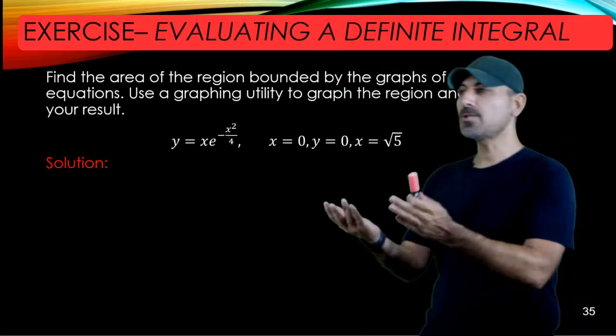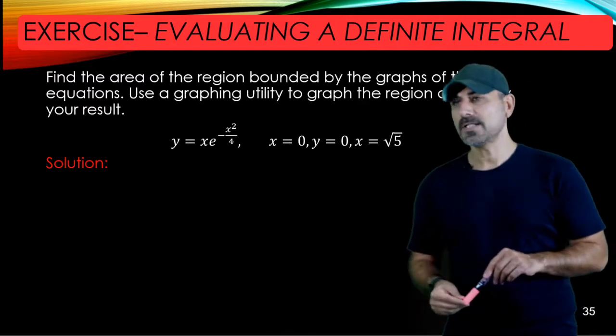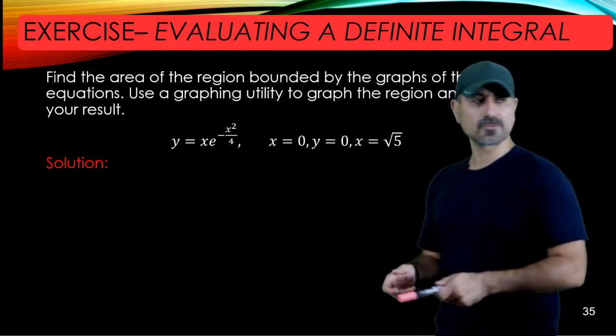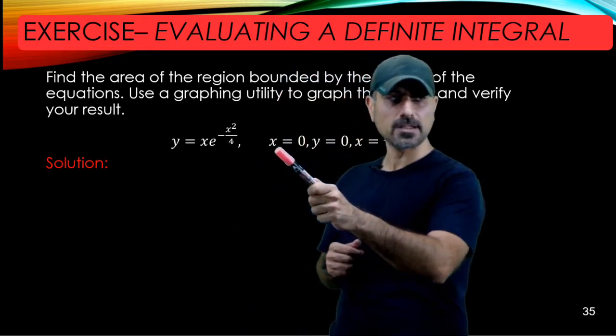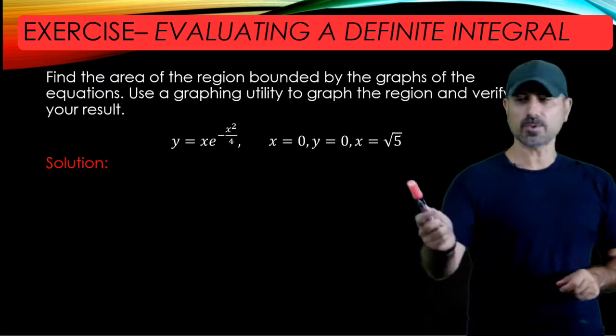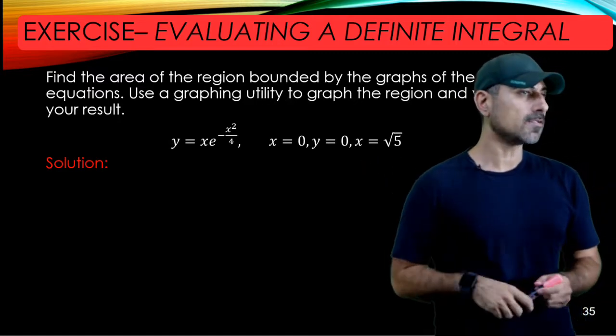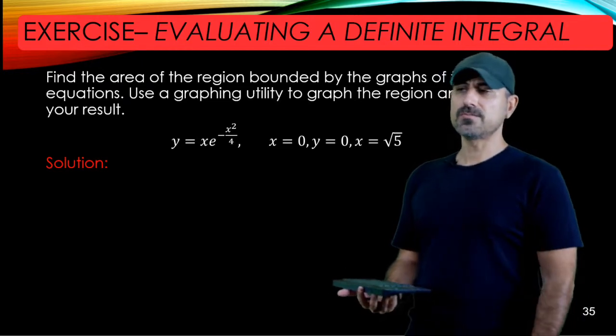All right, let's read the question. The question is asking to find the area of the region bounded by the graphs of the equations. The first one is x times the exponential function, and x equals 0 is the y-axis, y equals 0 is the x-axis, and you have the vertical line x equals radical 5. And we can use a graphing utility to graph the region and verify the results.